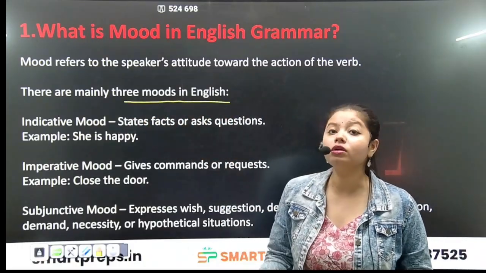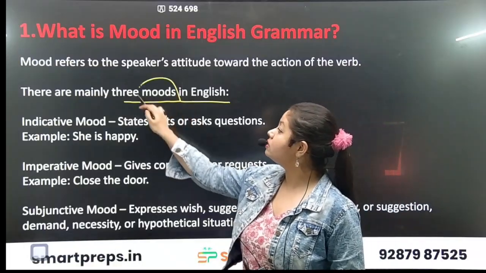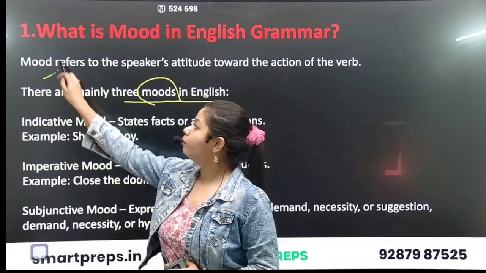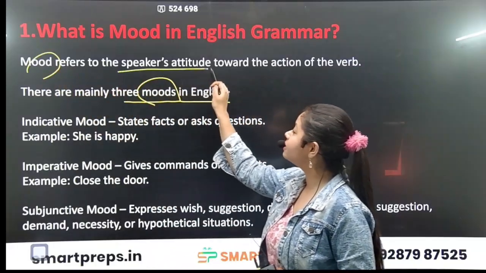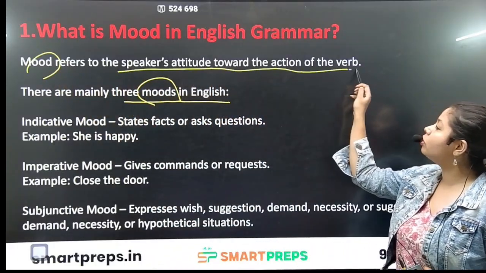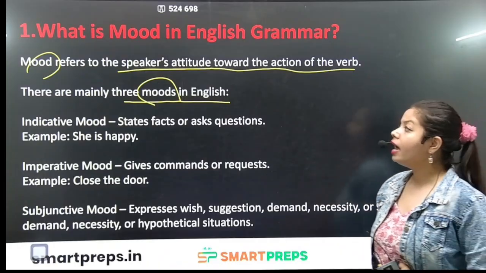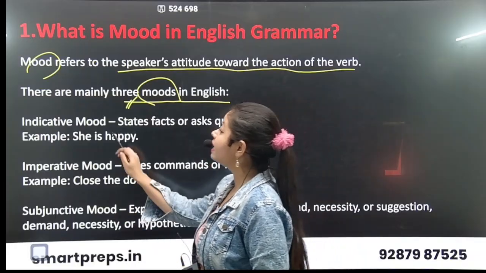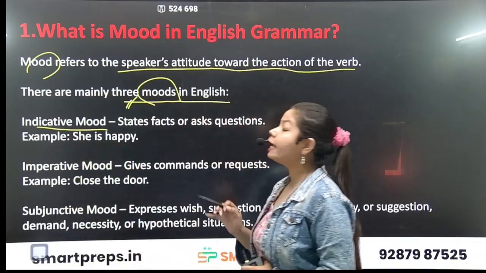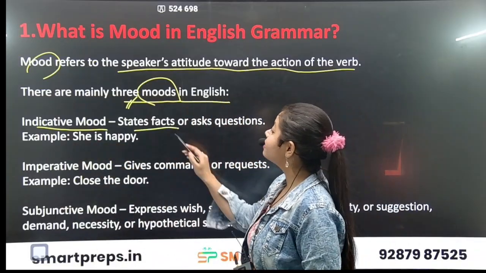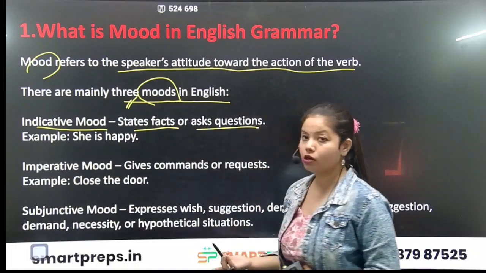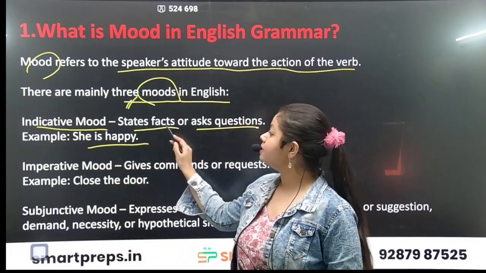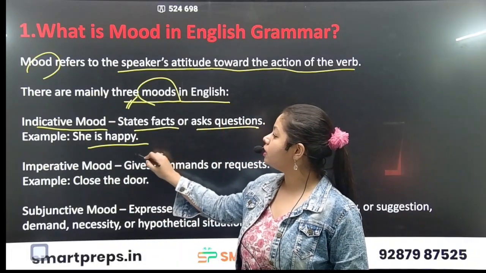Now, what is mood? Let's understand what mood is in English. Mood refers to the speaker's attitude towards the action of the verb. When I say there are three moods in English, the first one is indicative mood. Indicative mood states facts or asks questions. For example, she is happy. It means it is stating some fact that she is happy.